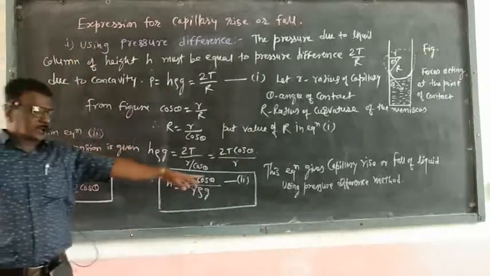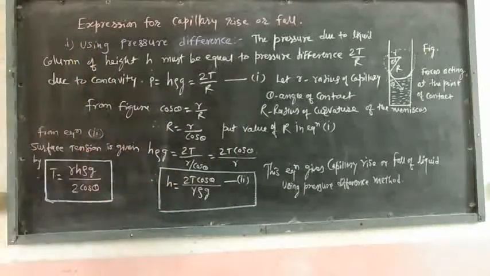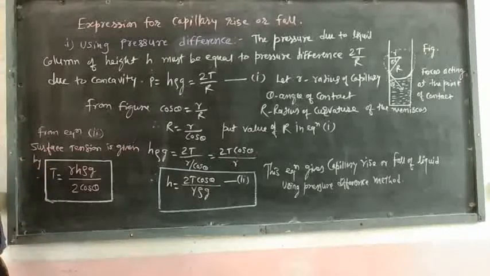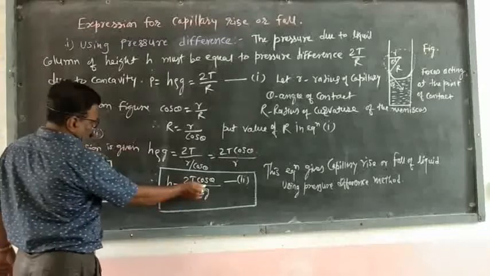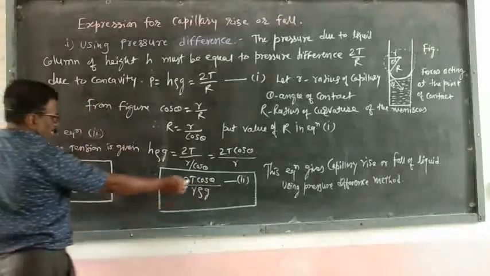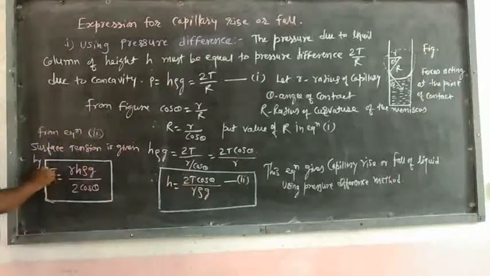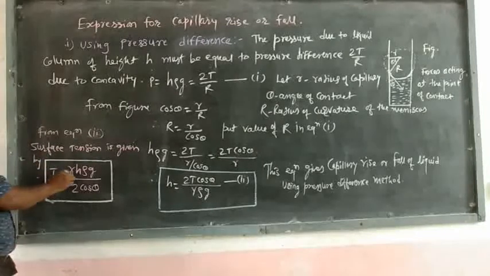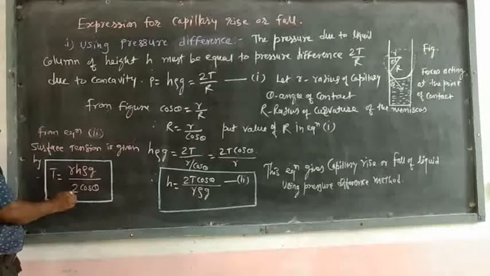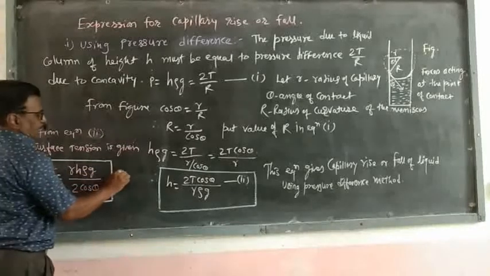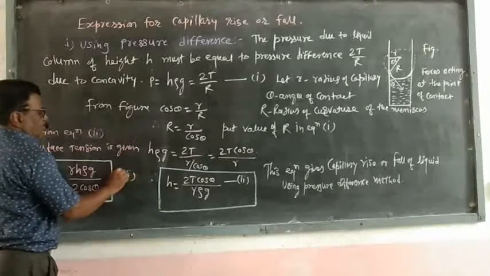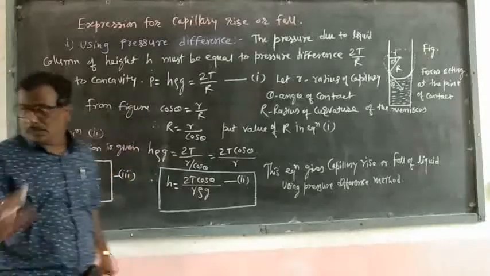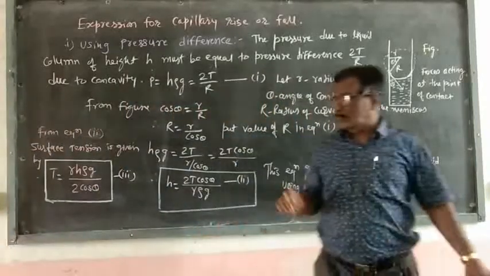Similarly, from equation number 2, we can find the equation for surface tension. When we rearrange this term, we get surface tension capital T is equal to r h rho g divided by 2 cos theta. Call this equation number 3. So equation number 3 gives the surface tension.